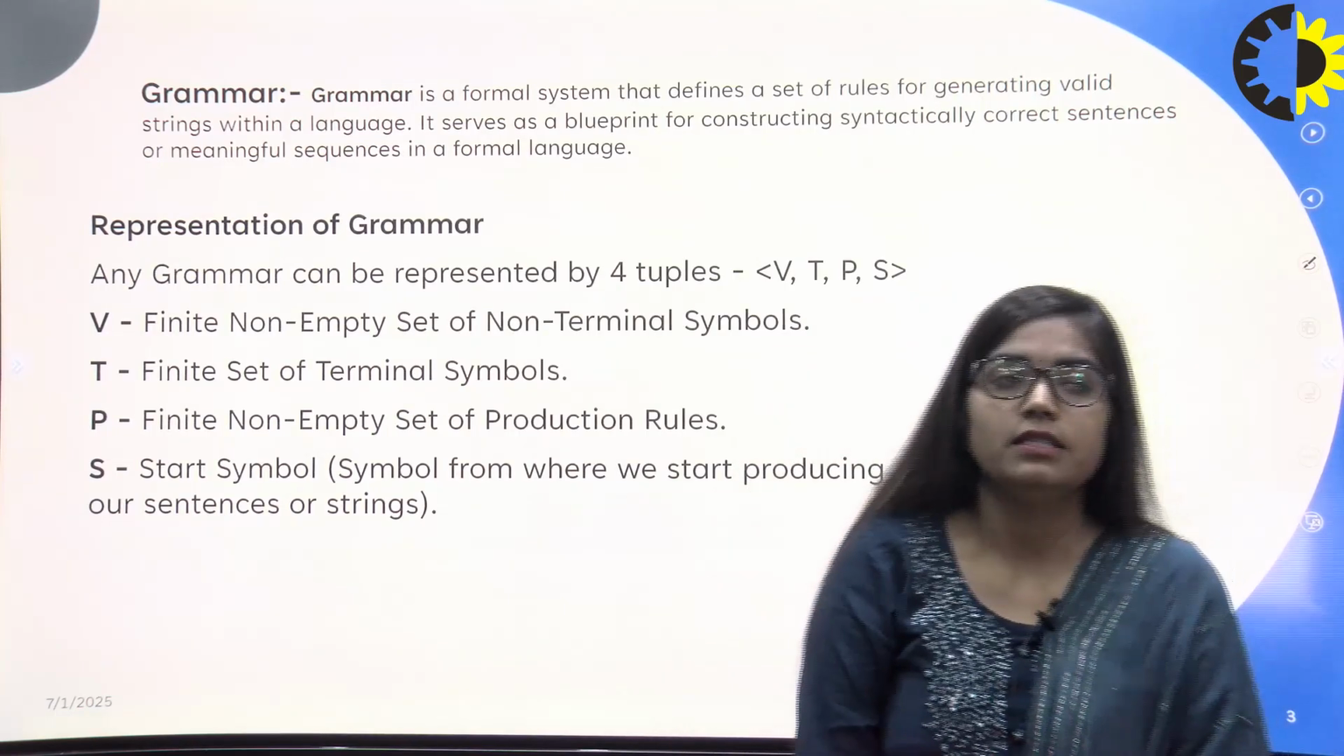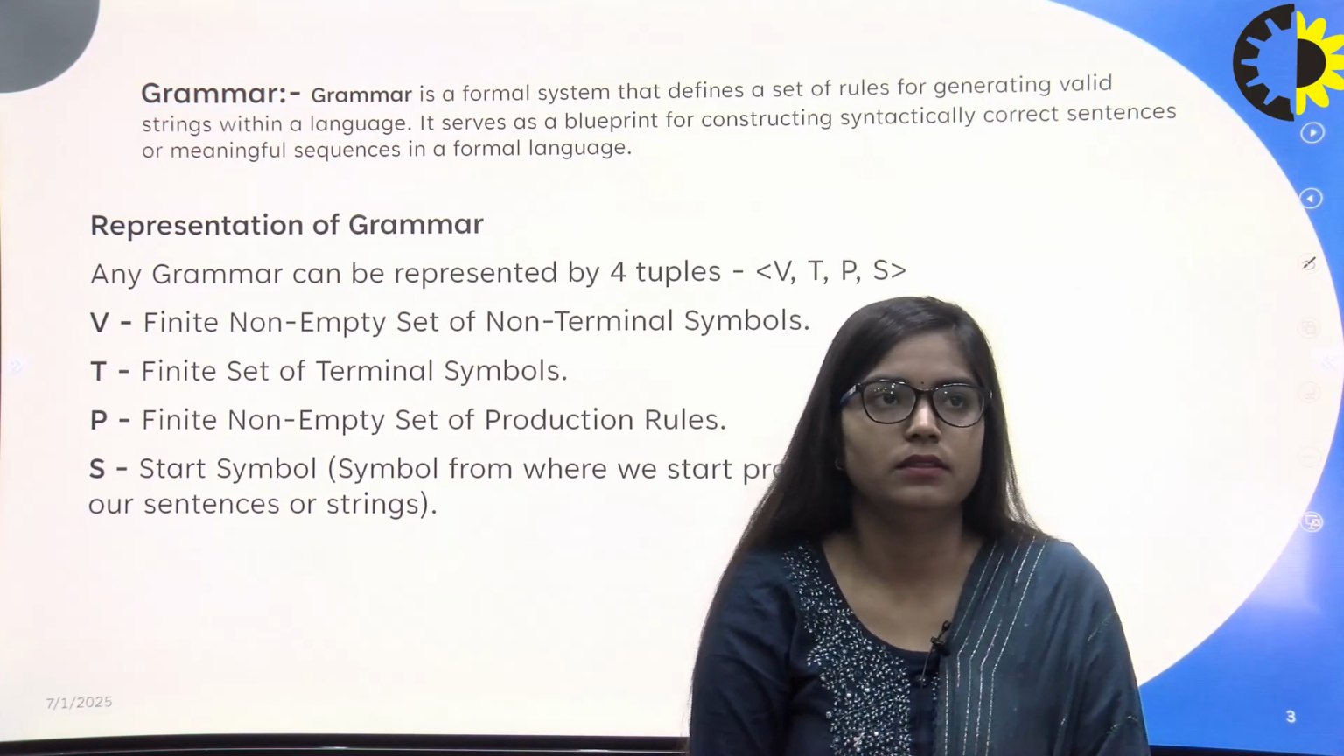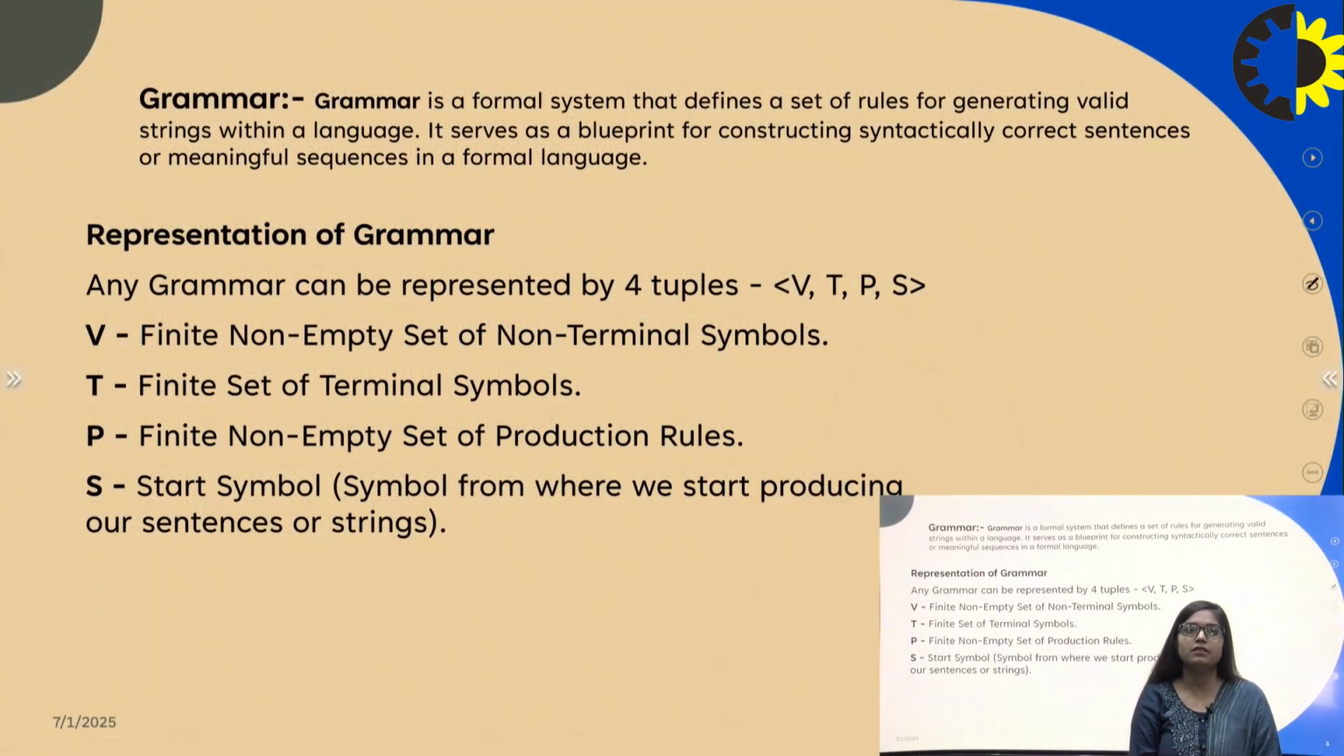Grammar is basically a way to represent any language, whether it is natural like Hindi, English, or a formal language. With the help of grammar, we can represent the language. The basic definition of grammar is a formal system that defines the set of rules for generating valid strings within a language. It serves as a blueprint for constructing syntactically correct sentences or meaningful sequences in a formal language.